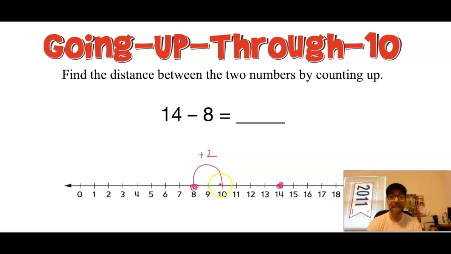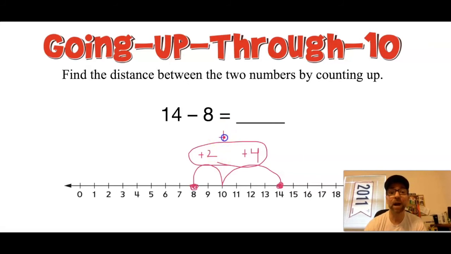So now I'm at 10, and I want to go to 14. 10, 11, 12, 13, 14. It's a hop of 4. So now I hopped 4 more. 2 and 4. How much did we hop all together? All together, we counted up 6. So 14 minus 8 equals 6.